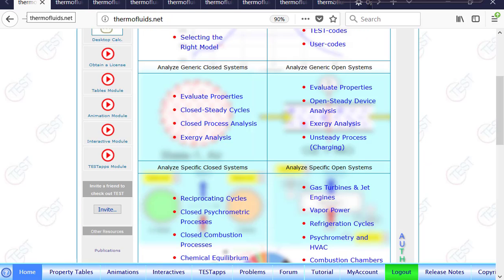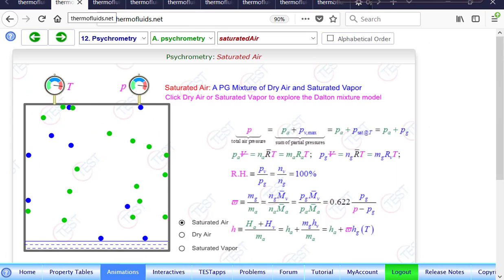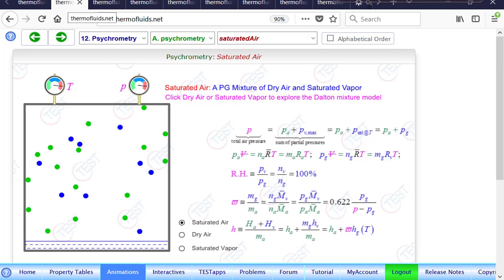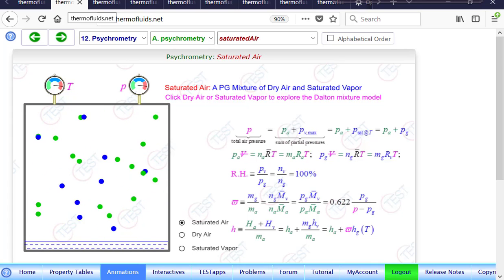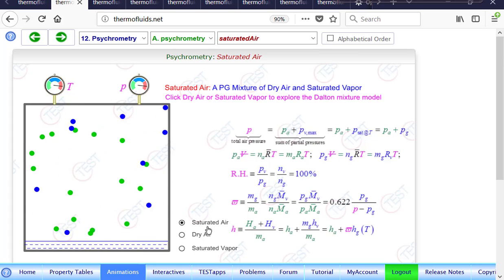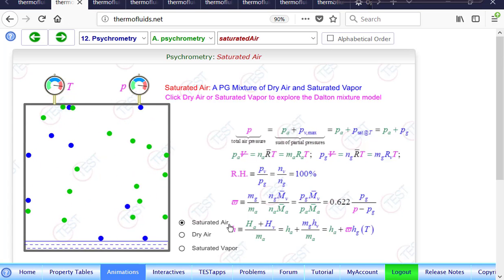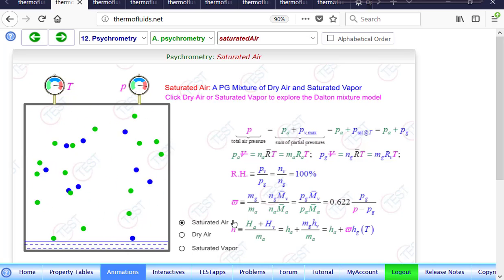Well, before going over psychrometric process devices, it's advisable that you have a good understanding of how to analyze any open steady device using suitable test steps. Well, the basic concepts, the animations, tons of animation in chapter 12. You'll find the basic concepts of different properties of saturated air, etc., are developed.